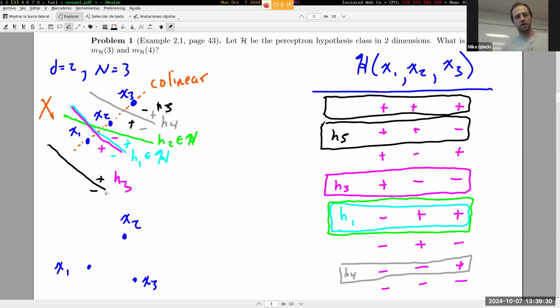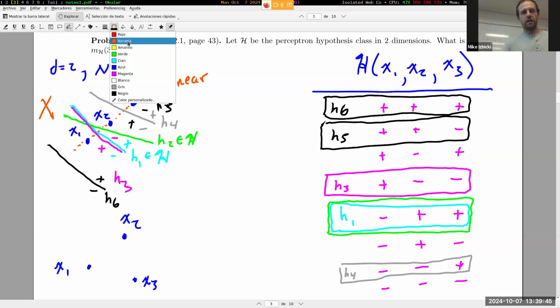I'll explicitly call this H6. And I'm running out of colors, so H6 and H5 have the same color right here. But H6 here labels everything above it as positive. All the data points are above it, so all the data points are positive. And then the very last line would be H6 reversed, with negative up above and positive down below.